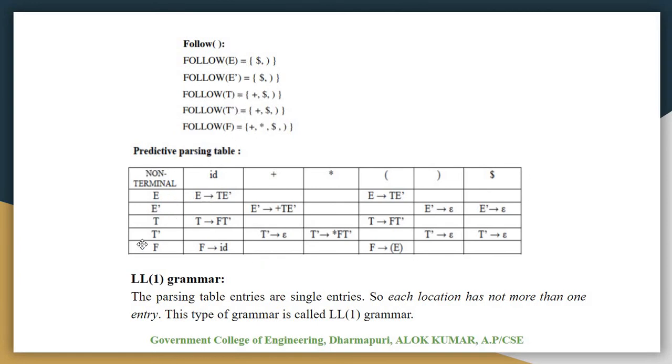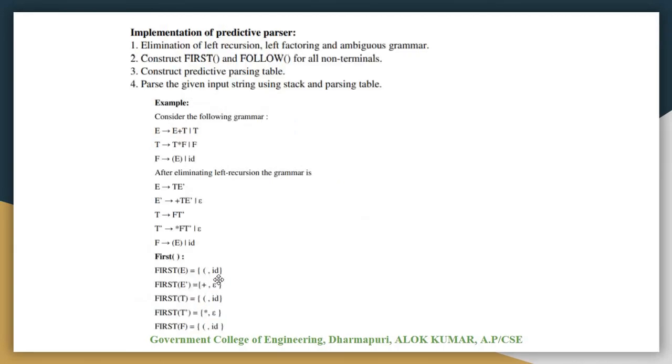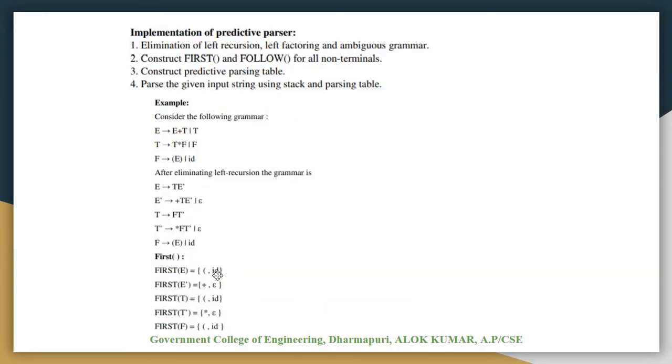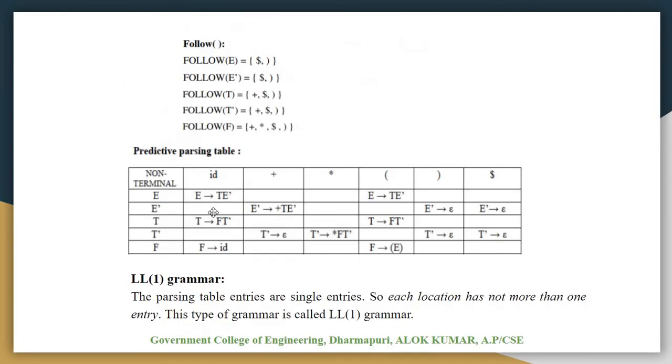So how will we construct it? Suppose here we keep all non-terminals, and here all terminals. In First of E, we have opening parenthesis and ID. So under ID and opening parenthesis we keep the production rule from which First of E came. From this production rule it came, so here we have kept it.